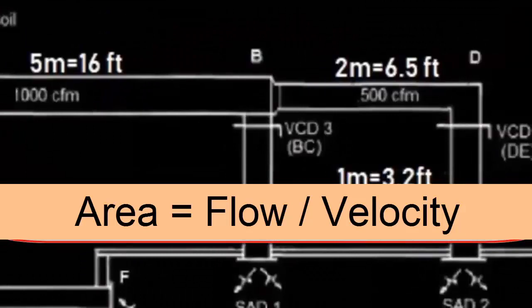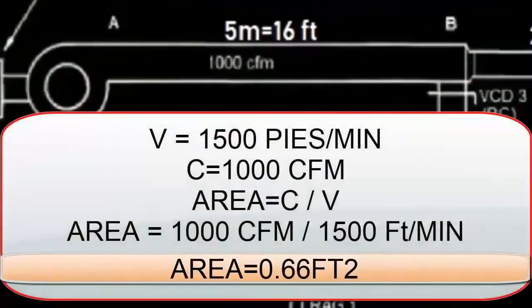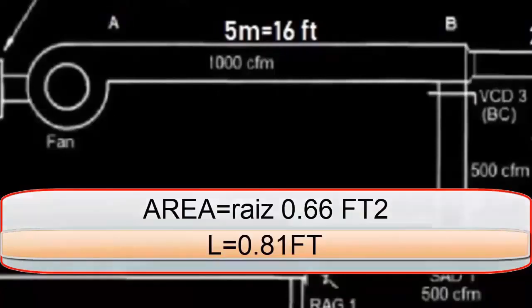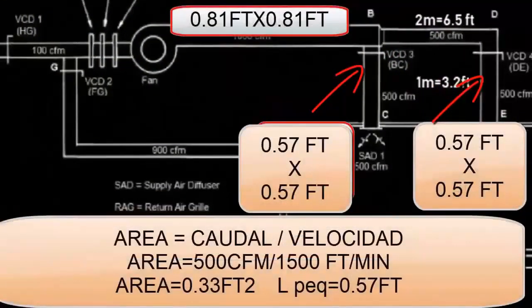If we take a silent speed of 1500 feet per minute, 7.5 meters per second, we have to calculate the area of the duct. First work with the flow that handles 1000 CFM, and this is divided by the design speed, that is 1500 feet per minute. This division results in 0.66 square feet. If the duct to be installed is square, we must only take the square root of the area. In this way we obtain the value of each side. The root of 0.66 square feet is 0.81 feet. In this way the square has dimensions 0.81 feet by 0.81 feet.